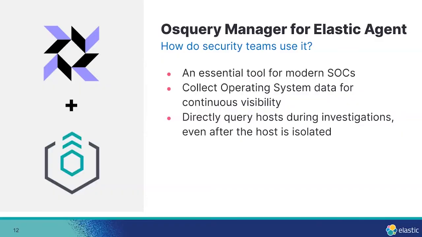an attack. If you've also enabled the endpoint security integration, you'll have the option to isolate hosts from your network so that you can contain an attack and prevent lateral movement to other hosts. But what's super cool is that you can still query isolated hosts with osquery, so that you can continue your investigation while blocking the host access to the rest of your network.